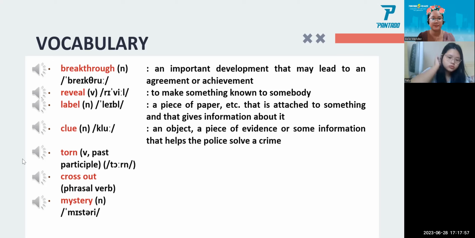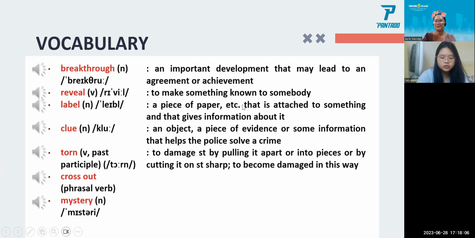Okay. Next is torn. That is the past participle of tear. Torn: to damage something by pulling it apart or into pieces or by cutting it on something sharp, to become damaged in this way. Yes. For example, a paper: when you say torn, we tear the paper like that. But it's damaged already. We cannot use it again, right? So that is torn, okay? The past participle.